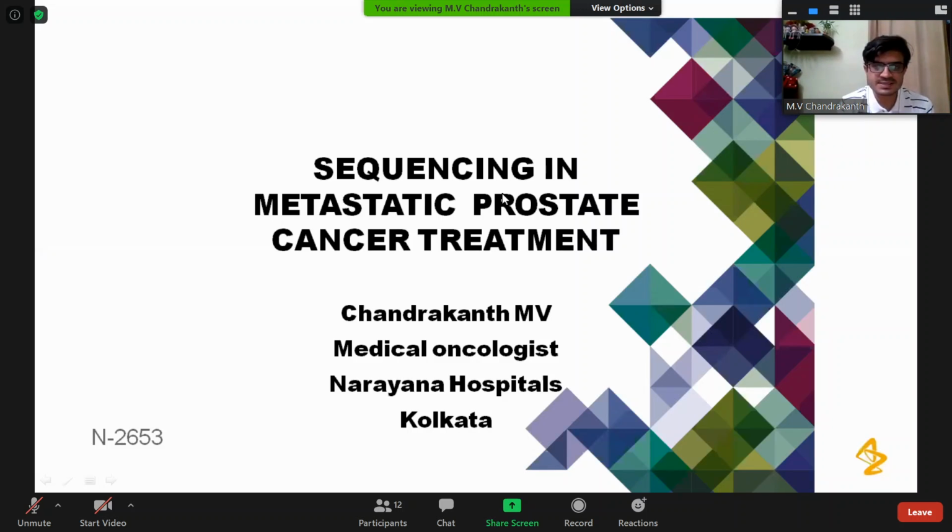So we will discuss in this time regarding the sequencing in metastatic prostate cancer, which we hardly discuss in day-to-day practice. These are finer details. They require a finer look to understand how best we can sequence these agents to get maximum results.